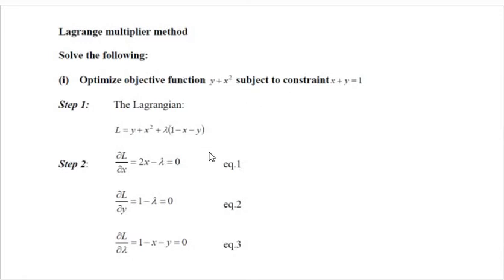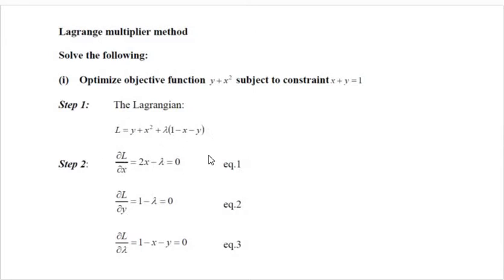For example, consider the objective function y plus x square subject to the constraint x plus y equal to 1. So step 1, first formulate a Lagrange function L of x, y equal to y plus x square plus lambda times 1 minus x minus y, where lambda is a parameter.